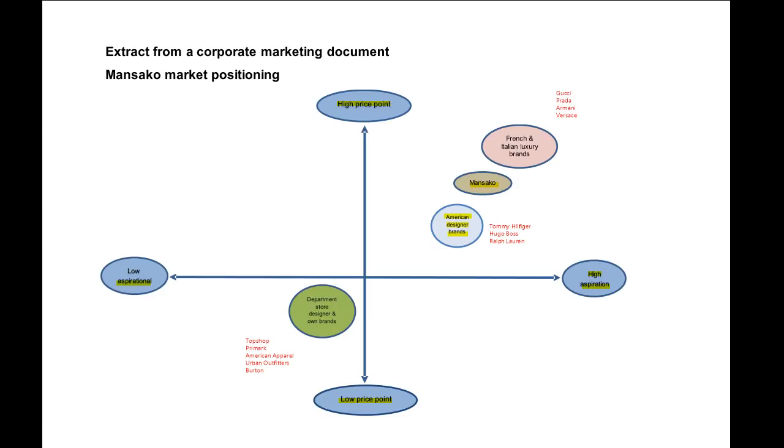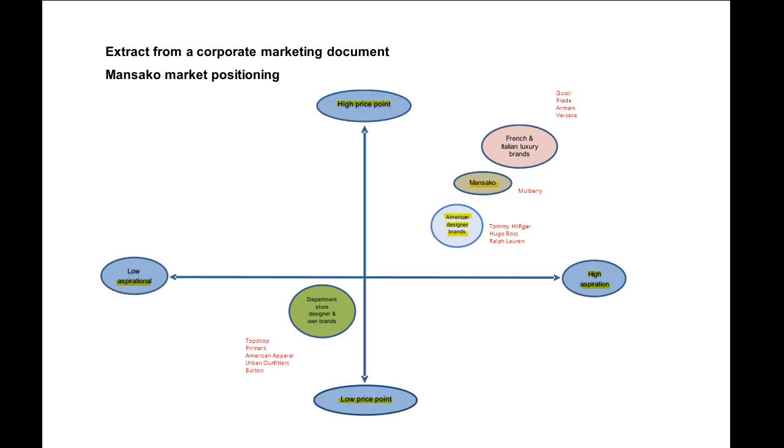And then obviously Mansako are not quite as expensive, but they're also not quite associated with the high level of luxury as the French and Italian luxury brands. And to give you a real world example, looking around the internet, Mansako do seem to be very closely modeled on UK leather goods manufacturer and retailer called Mulberry.